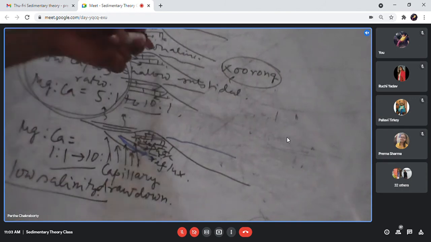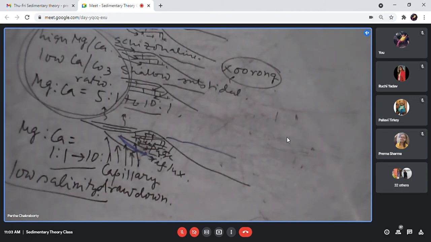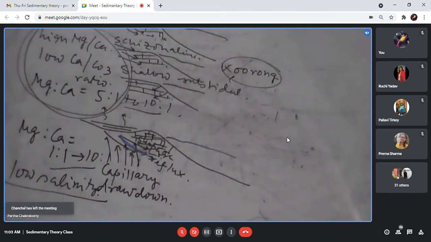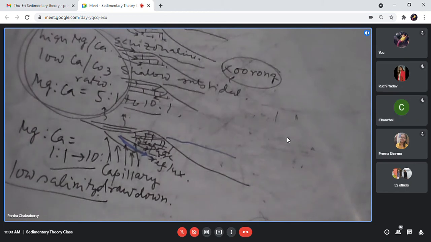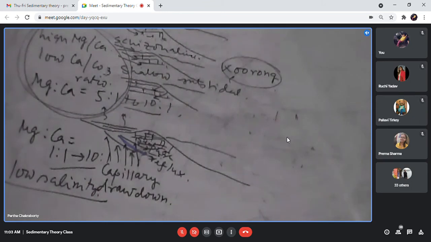That is their view, schizohaline. They say even I can have a dolomite with Mg to Ca ratio 1:1. They actually claim that you need not have a Mg to Ca ratio of 5:1 to 10:1. You can also have a dolomite with Mg to Ca ratio 1:1, they say, provided salinity remains low. You are increasing salinity and then saying you require higher Mg to Ca.